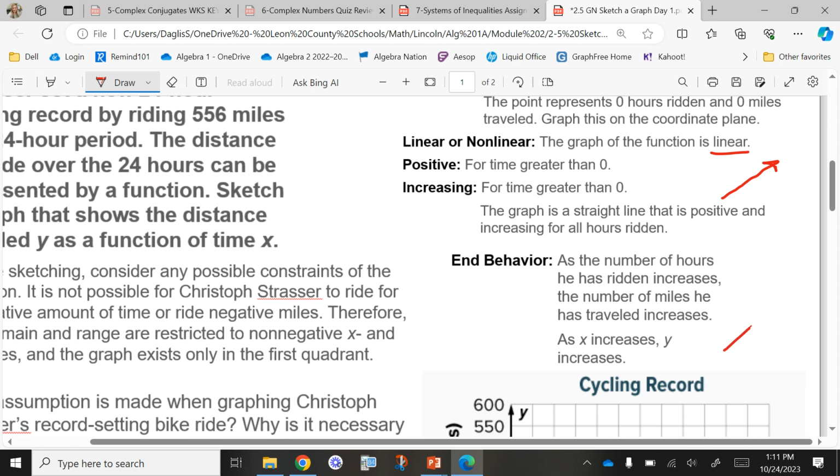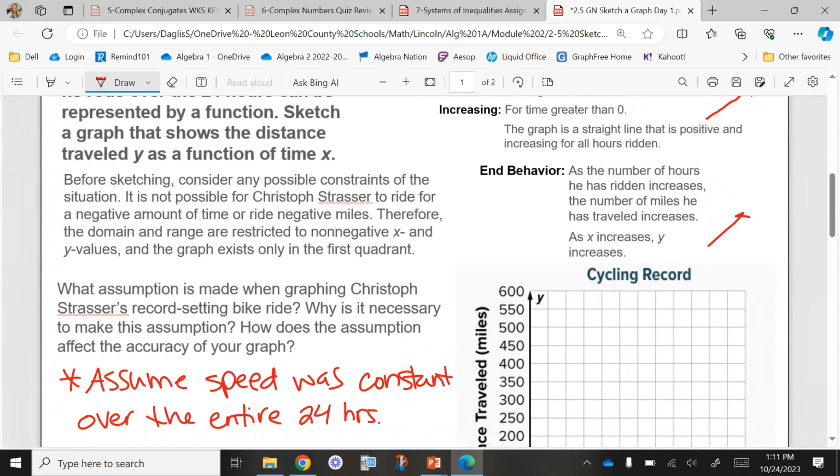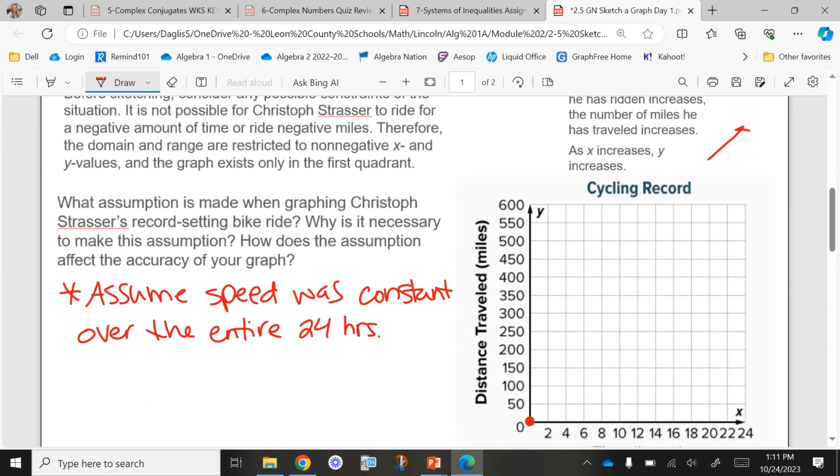It's another way of saying it's going to be an increasing line. Okay? So how could I draw this line? I know if I don't travel with no time, what do I also know? I know his total, right? He did a total of how many miles? 556 in how many hours? 24. So we can make our best guess here. So here's 24 hours. So about 556. So like approximately right there. Would that be okay? Yeah.